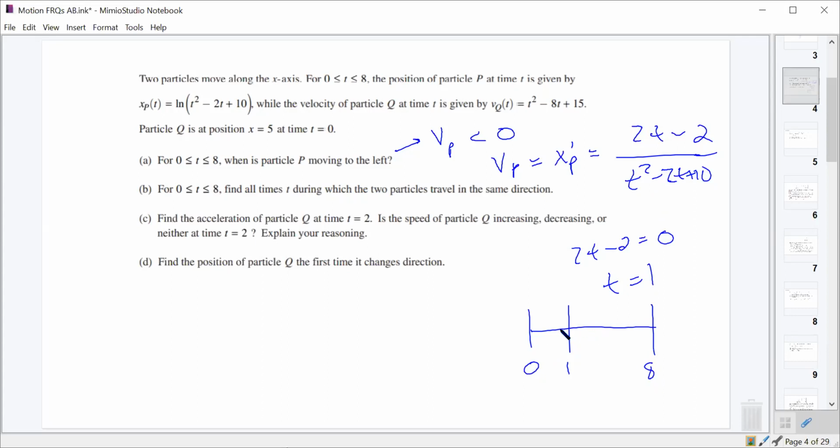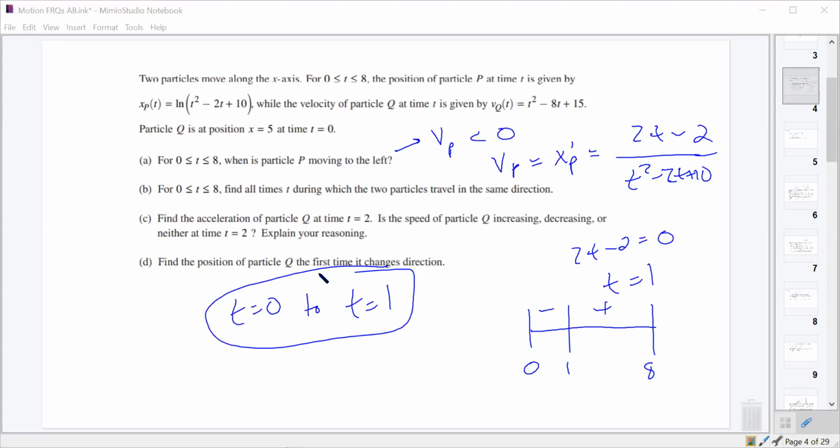If we plugged in something between 0 and 1, like a half, we know this is always positive. And this, if we plug in a half, is 1 minus 2, which is negative. So our velocity is negative from 0 to 1. Then we'll check between 1 and 8 to make sure it actually does change signs. Plug in something like 5: the numerator is positive and the denominator is positive, so moving to the right. And so we would say that this particle is moving to the left for t equals 0 to t equals 1.